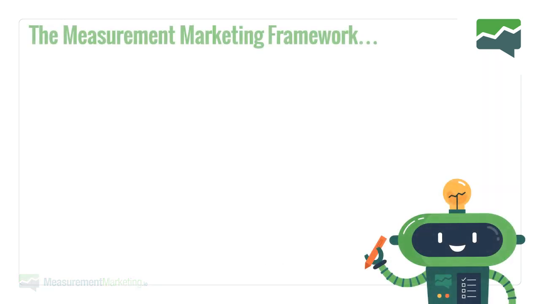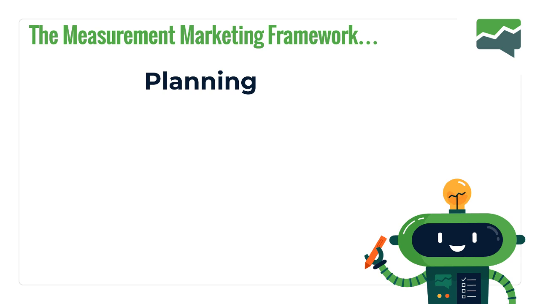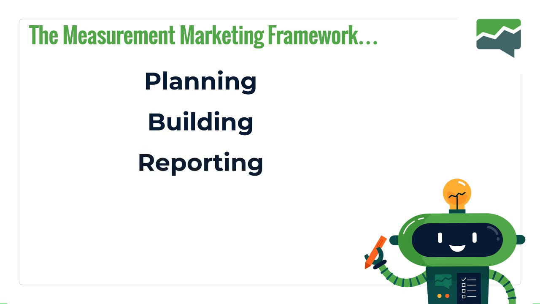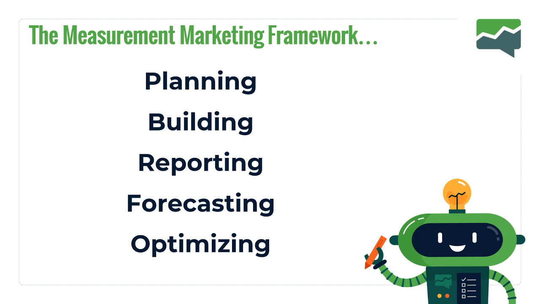The framework really is 5 steps. It's planning, figuring out what's important to measure and why and what you're going to do with it. Then it's building, which is actually using tools like Analytics and Tag Manager. And of course, then there's the reports that you would go into to find the answers that you need, ultimately, so that you can start marketing forward and forecast your results and then optimize against what your forecasts were. So that is the Measurement Marketing Framework in a nutshell.